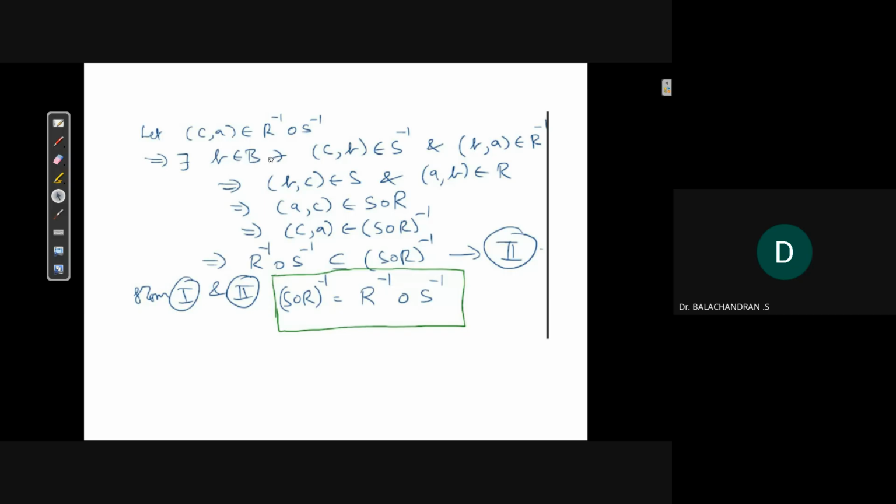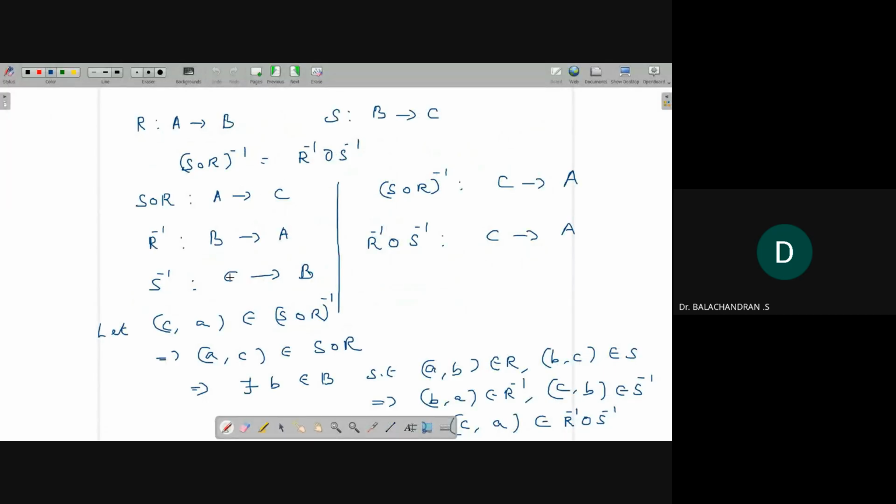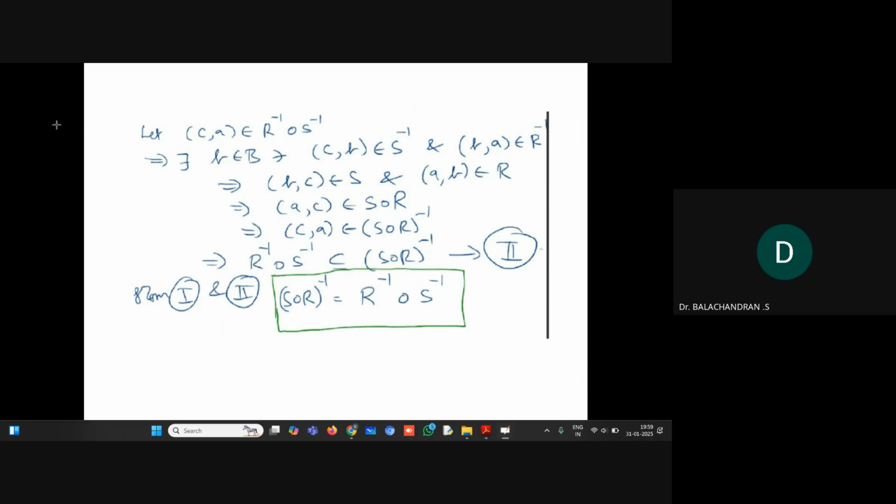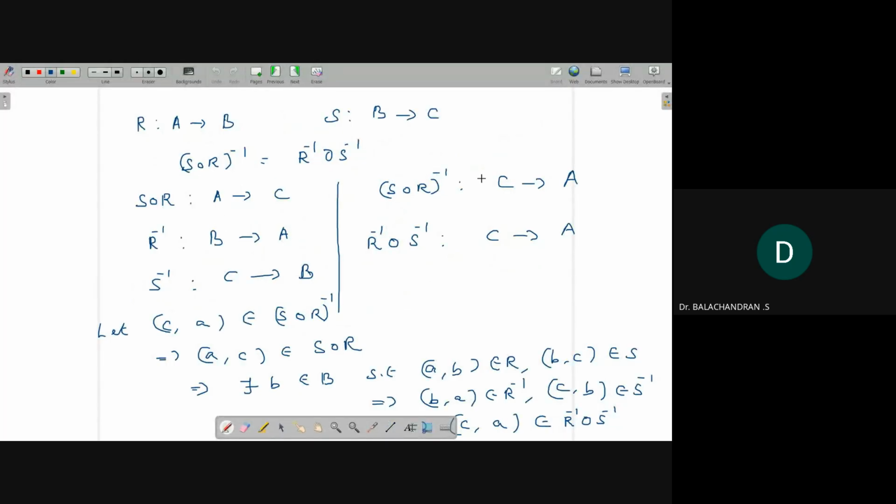So there exists a B in B. Okay, C comma B in S inverse. You can check it. C comma B is in what? S inverse. Okay, and then B comma A is in what? R inverse. And then this B and this A, in where? R inverse. R inverse is a function from where? B to A. R inverse is a function from B to A.